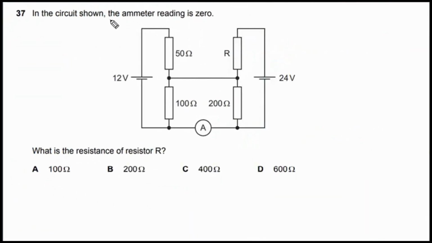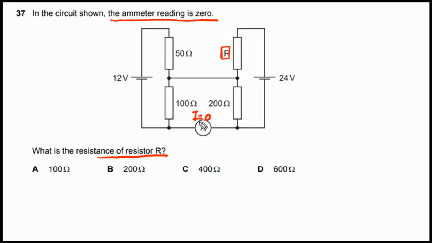For this question, it is given to us that the ammeter reading is 0. It simply means that there is no current passing through this ammeter. So this is what is given to us. And the question is simply asking us to find out the resistance of resistor R. So our resistor R is connected at this point.